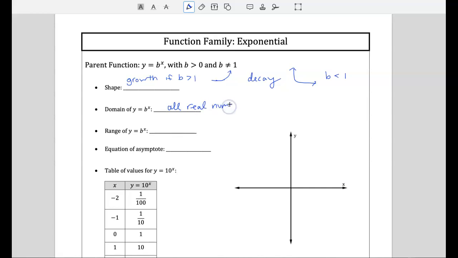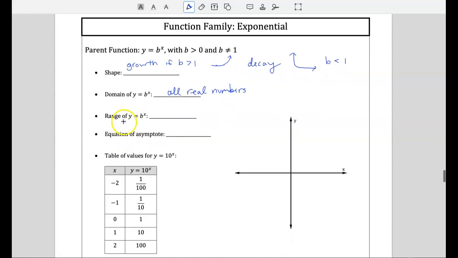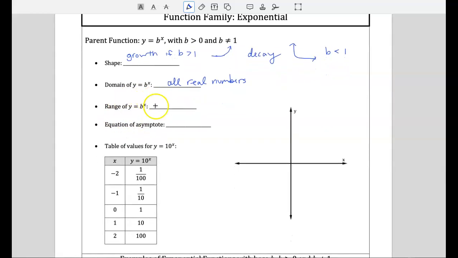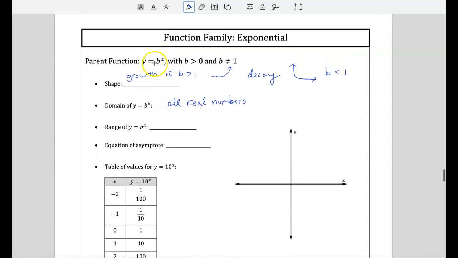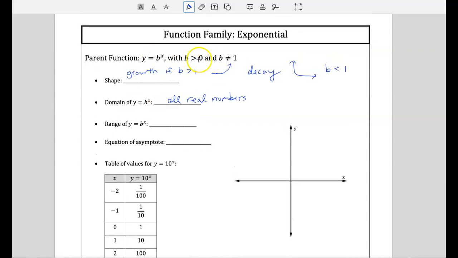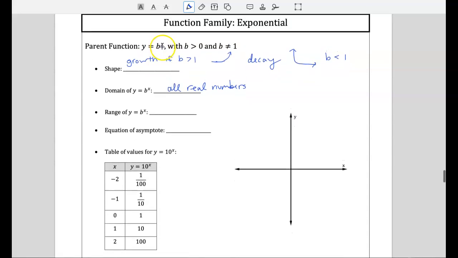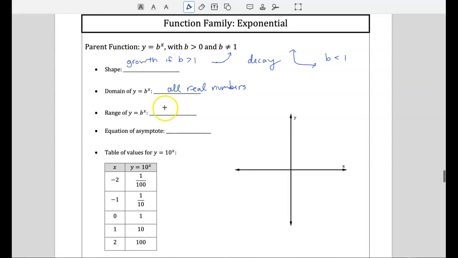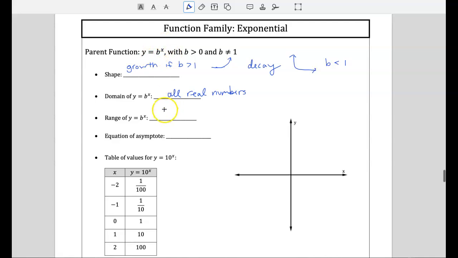You can plug in any number, right? But the range will not be all real numbers, because if b is greater than 0, you can't have any negative numbers here. So it will just be values above, well, if it's simply b to the x, it's going to be above the y-axis, so y will be greater than 0. Okay? And it can never be equal to 0, because b is never 0. So it's got to be something greater than 0.